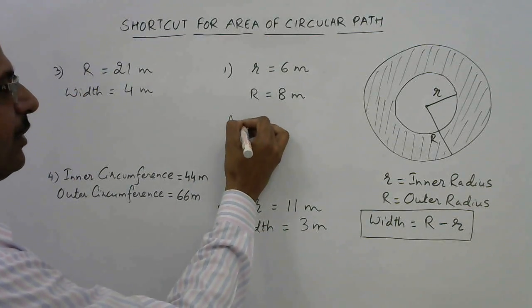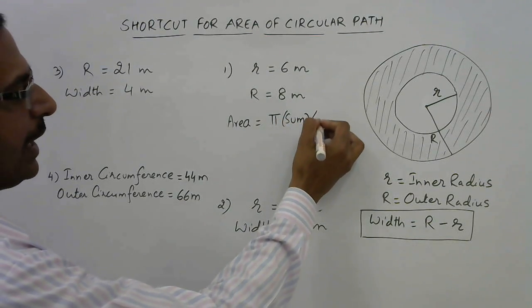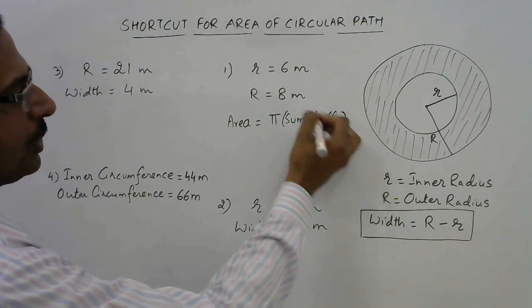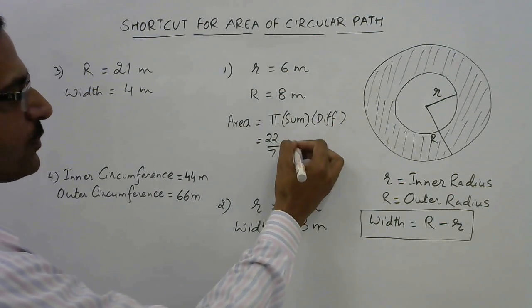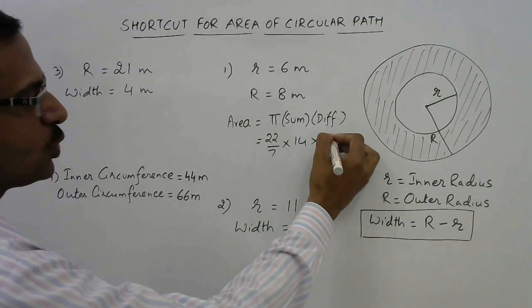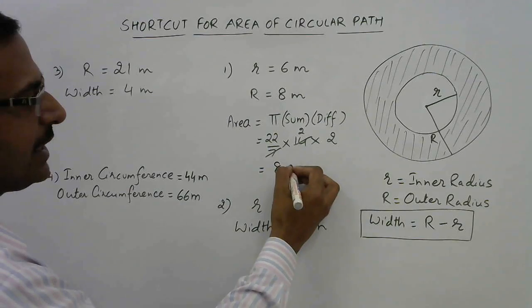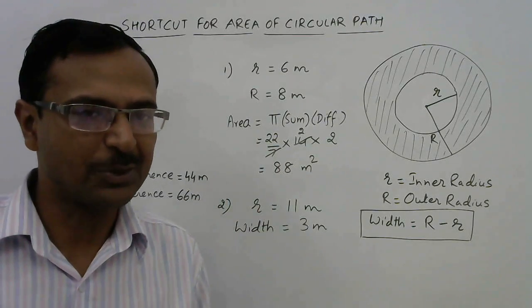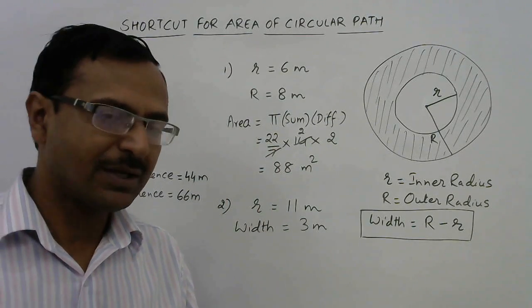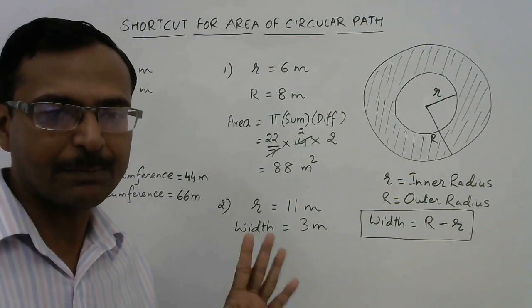For finding the area of the path, we need to write pi, then take the sum and the difference of the two radii which are given. Pi is 22 by 7, the sum is 8 plus 6, 14, and the difference is 8 minus 6, 2. So 7 cancels 2 times and directly we have the answer 22 into 4, that is 88 meter square. I know this method might look very simple to you, but the questions given in the exams are not direct. They are indirect questions. So we have to take some more questions.